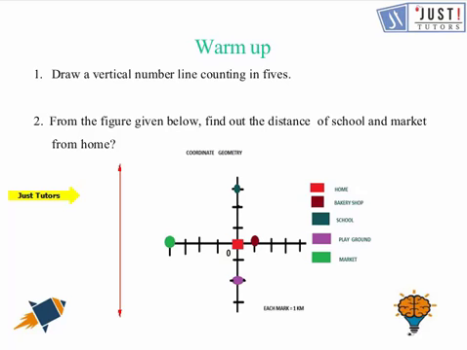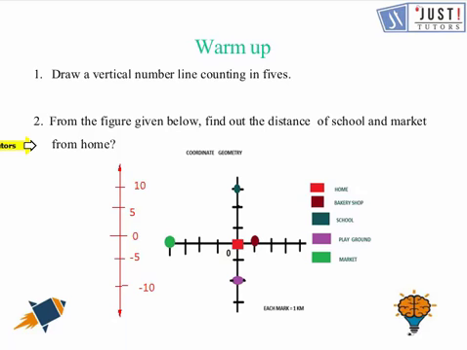Question number 1. Draw a vertical number line counting in fives. So for drawing a vertical number line, we must have a vertical line first with little partitions on it, and make sure your number line counts up in 5 as said in the question. So now let's try to number that. So that's going to be a 0, 10 and 5, and then on the opposite direction that's going to be -5 and -10. So this is how a vertical number line looks like.